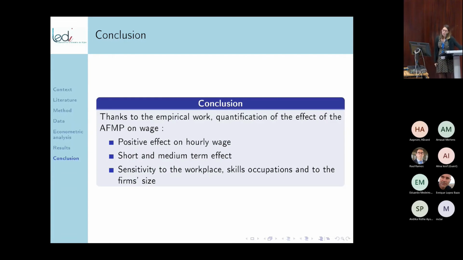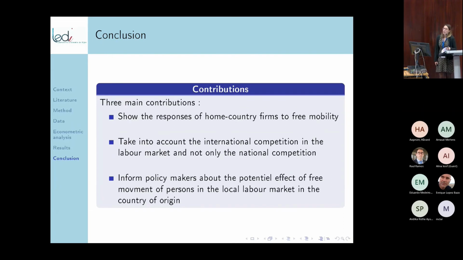To quickly conclude, thanks to this empirical work, we can quantify the effect of the IFMP on wages, and we find a positive effect on hourly wage in the services sectors. We also found short and medium-term effects and a sensitivity to the workplace, the skill occupation, and the firm size. This work suggests also three contributions. First, it shows a response of home country firms to free mobility. It also allows us to take into account the international competition in the labor market and not only the national competition. And it allows us to inform policymakers about the potential effect of free movement of persons on the local labor market in the country of origin.